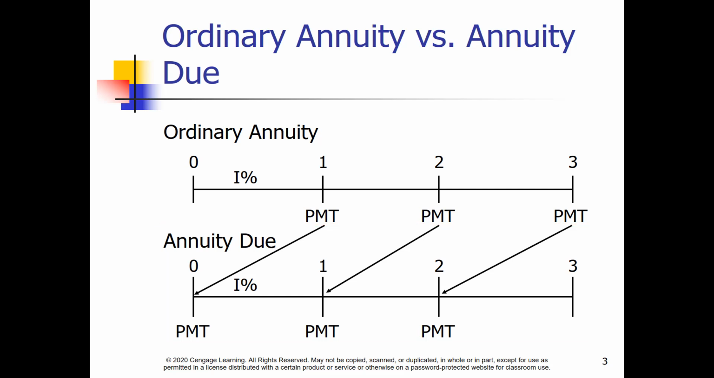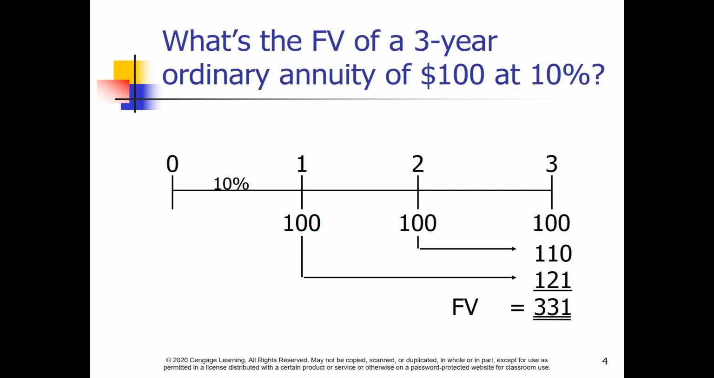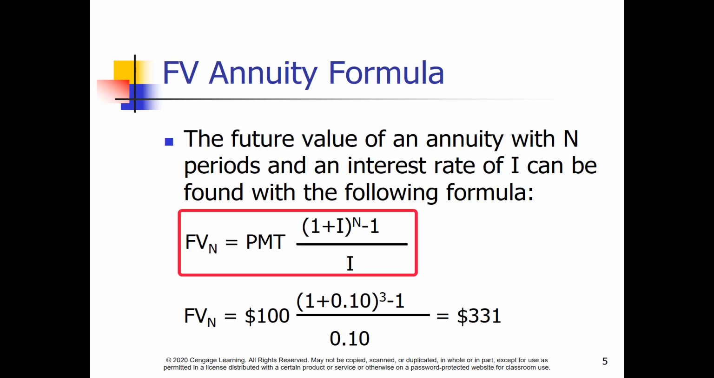That's the only difference. To find the future value of an annuity, we could simply future value each cash flow to the end and add them up. It works, but it's a bit laborious. There's an algebraic formula for the future value of an annuity shown on the slide. To enter this in your calculator, here are the steps. 1.10, y to the x, 3, equals, minus 1, equals, divided by 0.10, equals, times 100, equals 331.